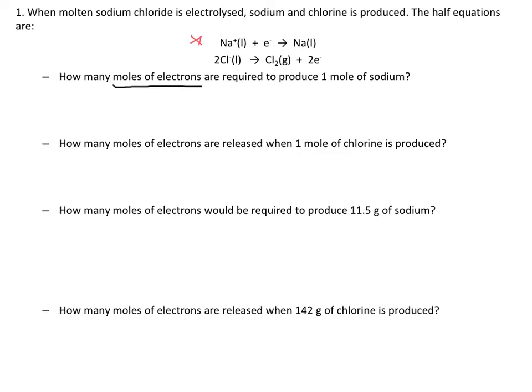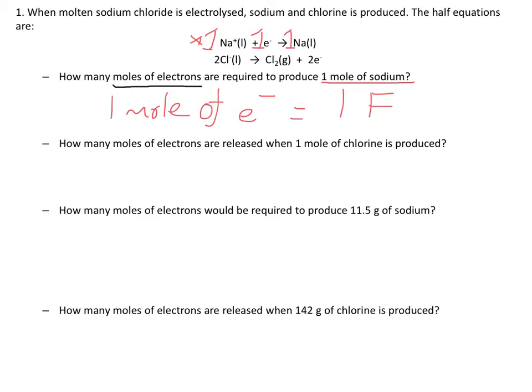And it's important that we can manipulate and use these mole ratios. So if we're asked about 1 mole of sodium, well, 1 mole of sodium was produced, we said, by 1 mole of sodium ions and 1 mole of electrons. So the answer to this question is 1 mole of e-, which is also 1 Faraday. As I said at the start, moles of electrons are the same as Faradays.